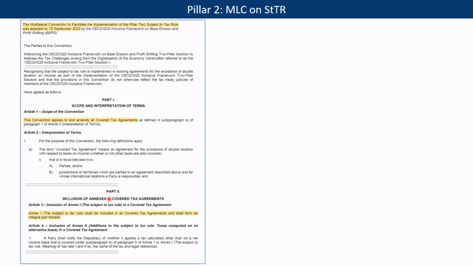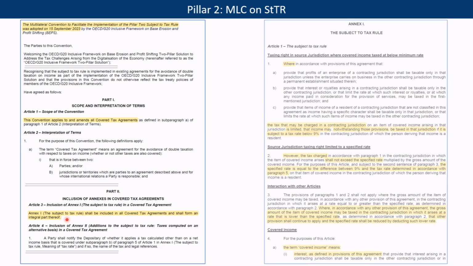And then you come to part 2, and this is the interesting part, because most of the treaty is actually in the annex, right? So you see Article 3, inclusion of Annex 1, the subject to tax rule in a covered tax agreement. Annex 1, the subject to tax rule, shall be included in all covered tax agreements and shall form an integral part thereof. Again, it's not something that's bolted on top of the treaty, it's part of the treaty. And then if we look at Annex 1, you can see it's a subject to tax rule.